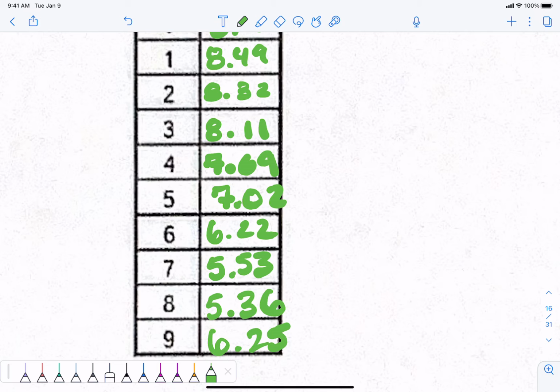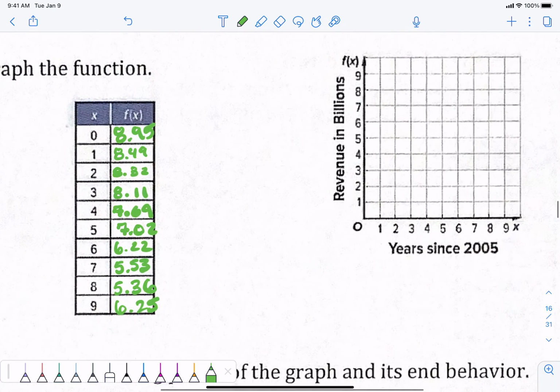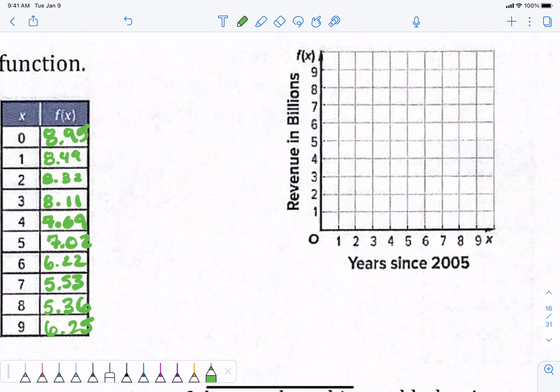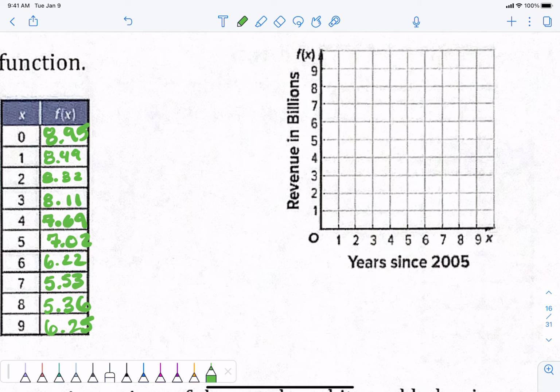Kind of weird. It's decreasing and then going back up at the end. Anyway, 0 is at 8.95 up here. Then we go down to 8.5 almost. Then 8 1/3 almost. Then 8.1 almost. Then 7.69, 7.02, 6.22, 5.53, 5.36, and then back up to 6.2 something.